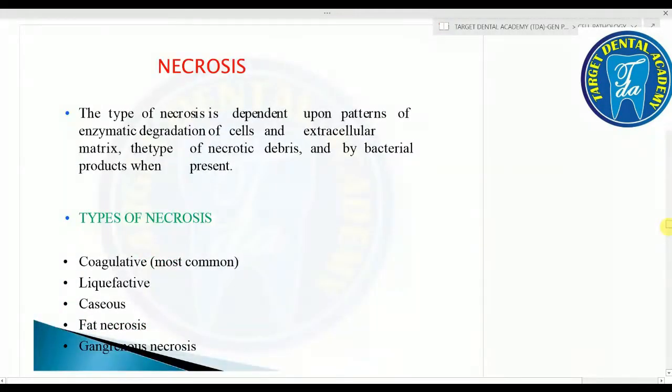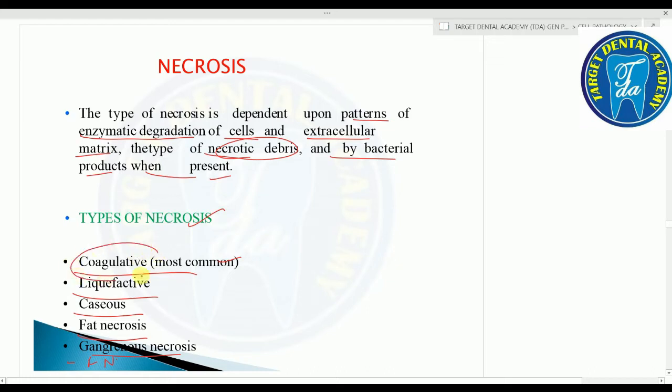So after apoptosis, next is necrosis. The type of necrosis is always dependent upon the pattern of enzymatic degradation of the cells and the extracellular matrix, the type of the necrotic debris, and bacterial products when they are present. So next are the types of necrosis: coagulative, liquefactive, caseous, fat necrosis, gangrenous necrosis, and fibrinoid necrosis. Fine. If a question comes, which of the following is the most common type of necrosis? Your answer should be coagulative.